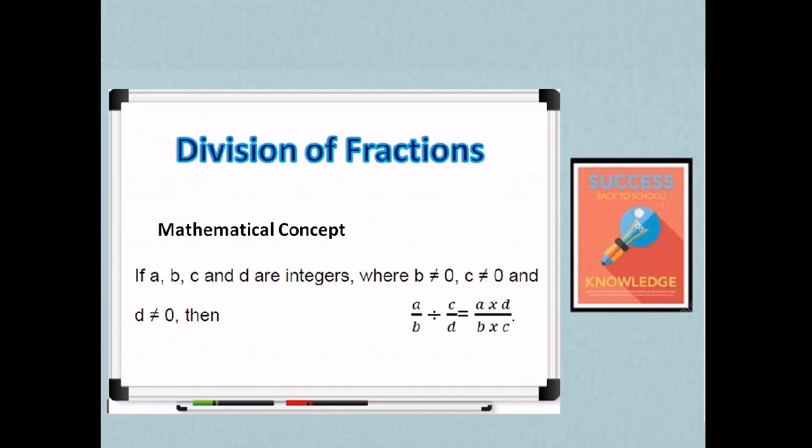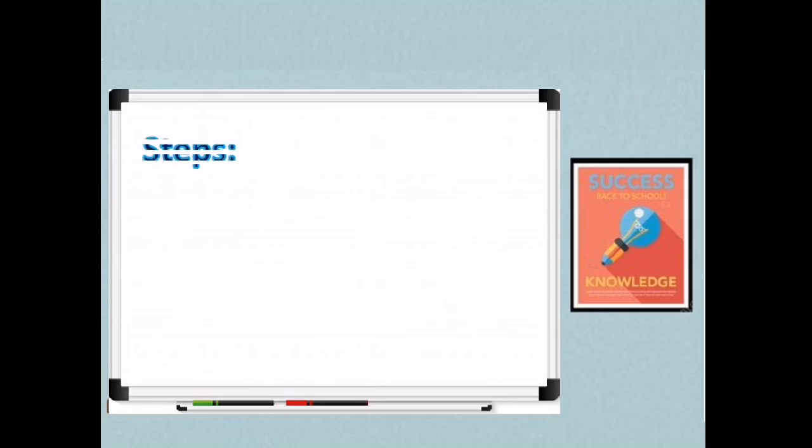So division of fractions, mathematically: if A, B, C, and D are integers, where B is not equal to 0 and C is not equal to 0 and D is not equal to 0, then A over B divided by C over D equals A times D over B times C. So probably same rule lang siya ng multiplication of fractions, pero may madadagdag lang na rule. At we will find out kung anong steps yung nadagdag.